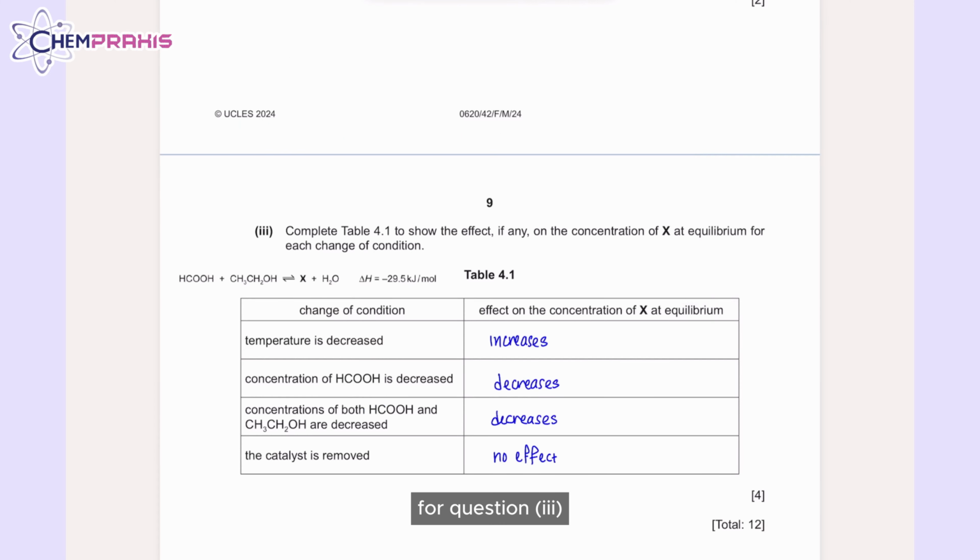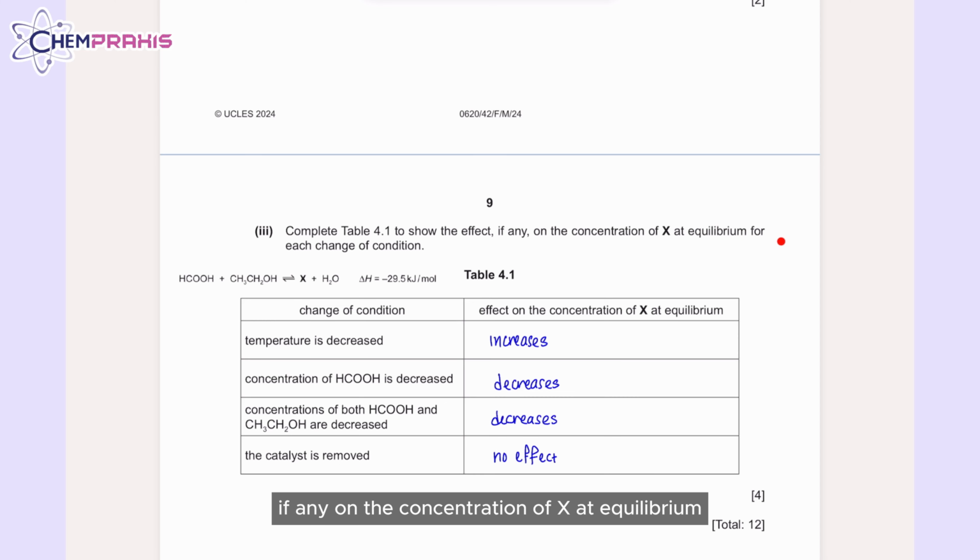For question Roman 3, complete table 4.1 to show the effect, if any, on the concentration of X at equilibrium for each change of condition. So this reaction is exothermic, and this is the reaction that we see just now. The methanoic acid reacts with ethanol to form ethyl methanoate and water as well.